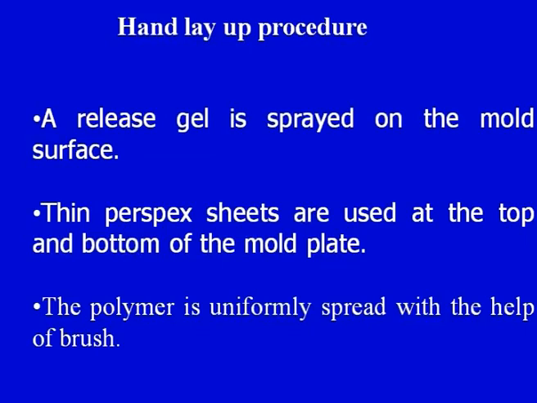So, on your screen now you can see the hand layup procedure. We have a mold, as I have already explained, a flat plate mold. Now, a release gel is sprayed on the mold surface so that the polymer, or the plastic, does not stick to the mold surface, and the final product can be easily extracted, or demolded, from the mold. Thin plastic sheets are also sometimes used on the top and the bottom plate of the mold so that the final product is easily removed.